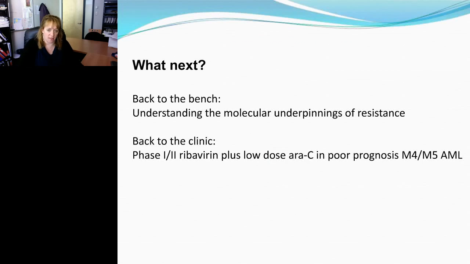So what to do next? Well, obviously we want to understand the molecular underpinnings of drug resistance, and we would want to try a traditional approach of combining chemotherapy with our targeted agent to see if we can improve duration and frequency of response. We chose low-dose Ara-C for this combination because there's been some evidence that, first of all, this drug is well tolerated in the over 60 population, versus high-dose chemotherapy, and secondly, some evidence that low-dose Ara-C by itself could have some single-agent activity.